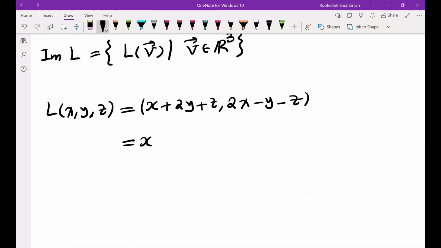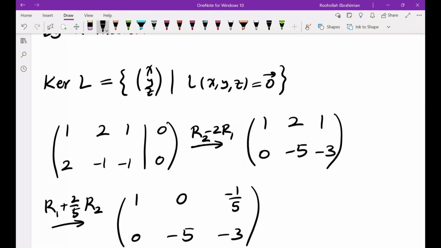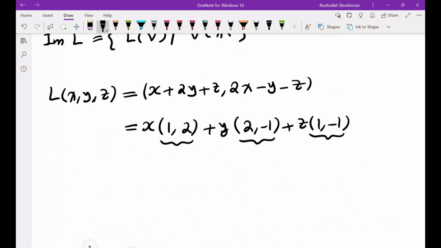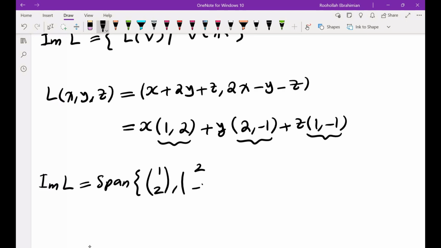If we break this up, we get x times (1, 2), y times (2, -1), and z times (1, -1). In other words, the image is all the linear combinations of these three vectors. If you look at the augmented matrix that we looked at, these columns are exactly the coefficients of x, y, z. Not surprisingly, because that's how matrix multiplication works. So the image of L is exactly the span of (1, 2), (2, -1), and (1, -1).